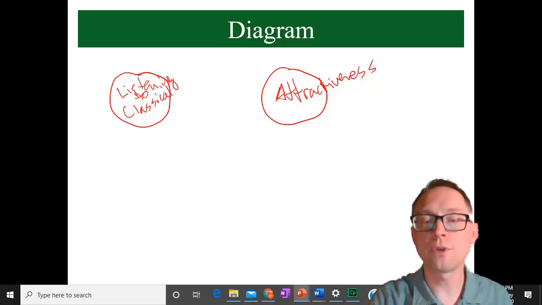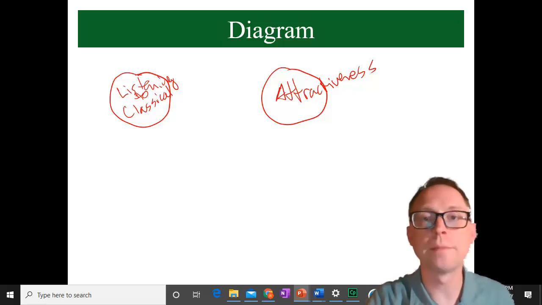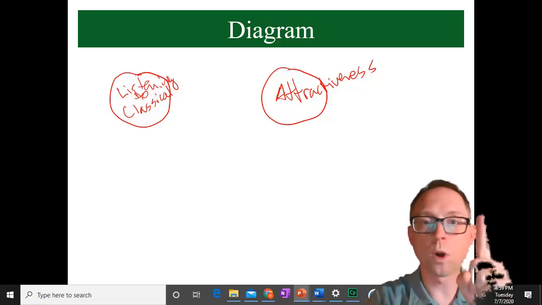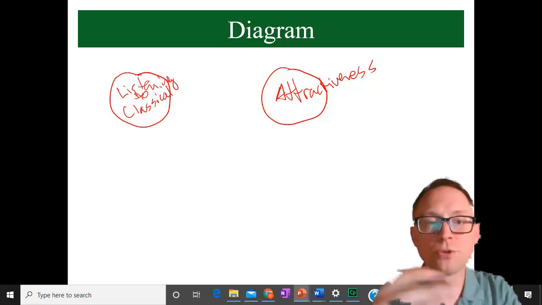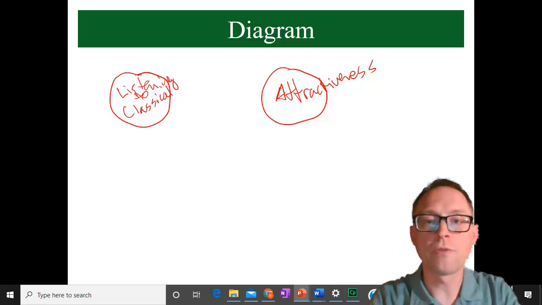We know it's not a frequency, right? It can't make just a frequency claim because a frequency claim only measures one variable. That's all that's going on. We know we have two variables here. Listening to classical music affects attractiveness.